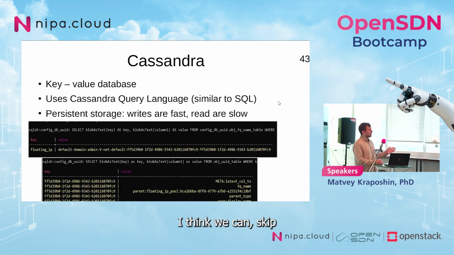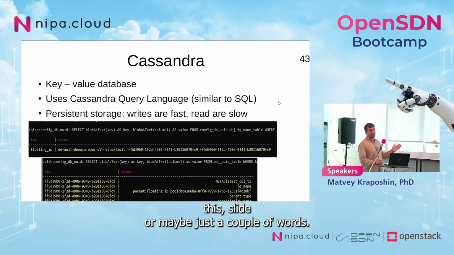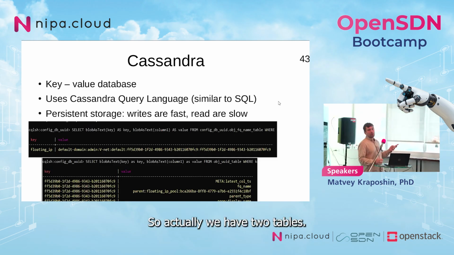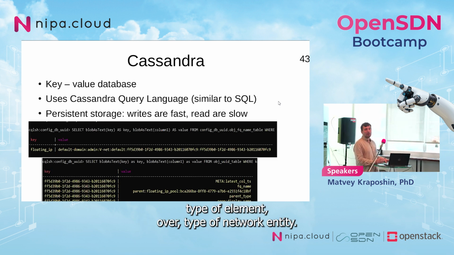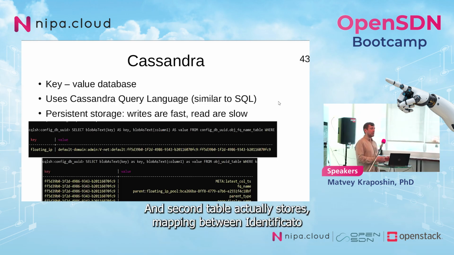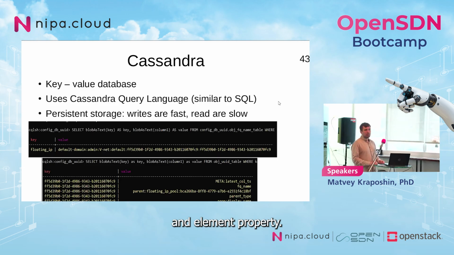I think we can skip this slide, or maybe just a couple of words. So Cassandra stores values in a key-value approach. So actually we have two tables. One table has a mapping between the type of element, the type of network entity, and its identifier. And the second table actually stores the mapping between identifier and element property.